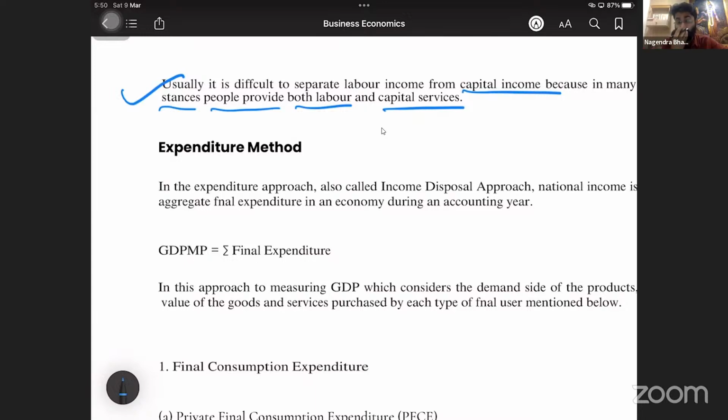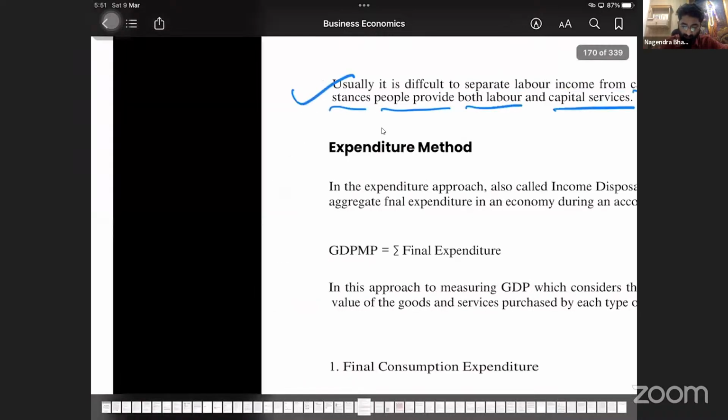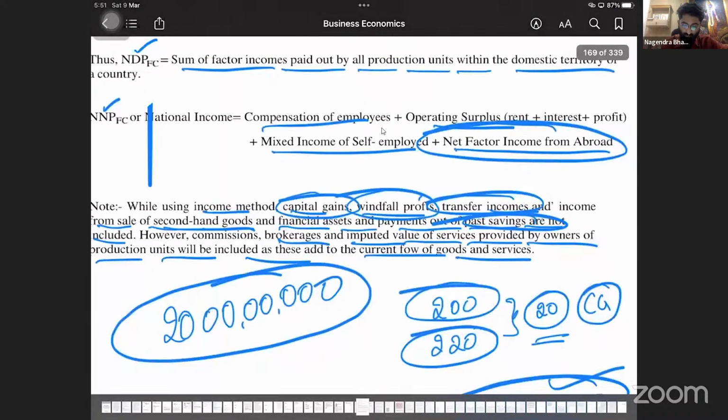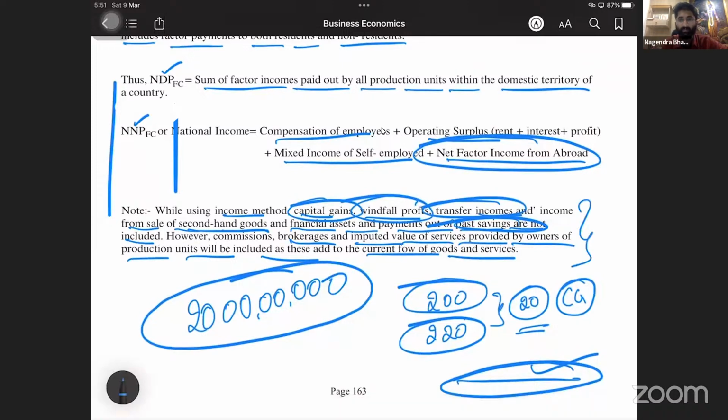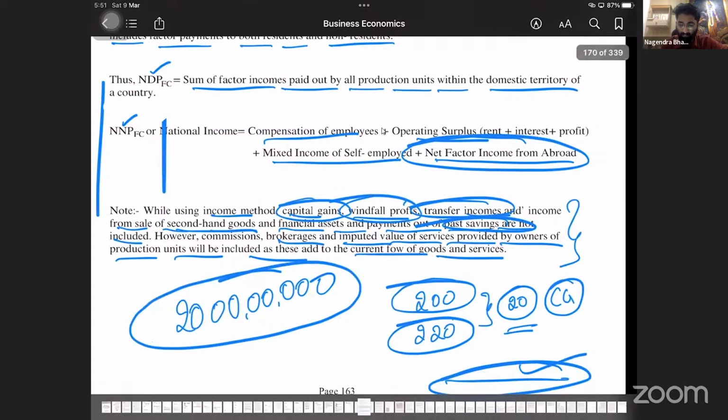In the case of the income method, you have to remember that some of the items are not to be included, such as capital gain, windfall profit, transfer income, income from sale of second-hand goods and financial assets, and payments out of past savings. But you have to include commission, brokerage, and imputed value of the services provided by the owners of the production units. So some things are included, some things are not included. Keep this in mind.